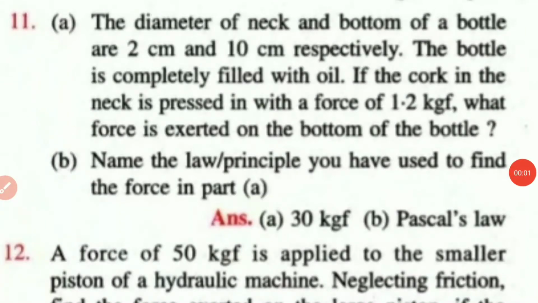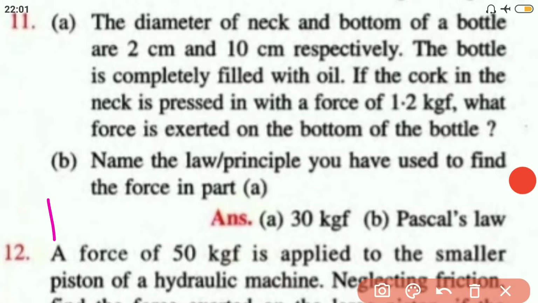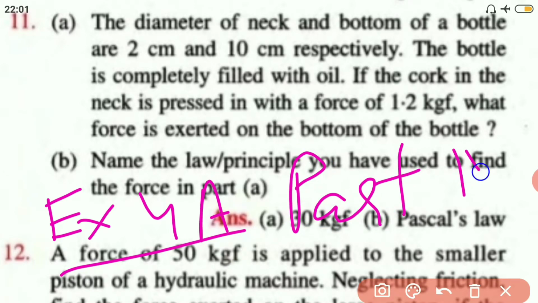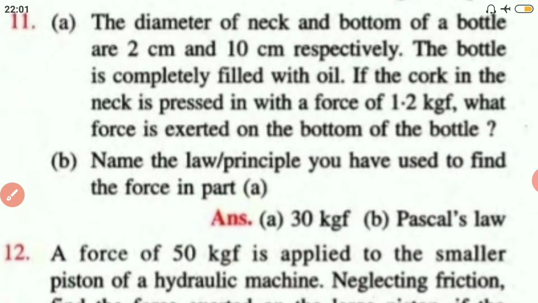This video is for class 9 physics and we are solving numerical problems from exercise 4a, and this is part 4 of the video. In the previous part, that is part 3, we had completed till number 10. Now we are supposed to start from question number 11. Let us go to the question.